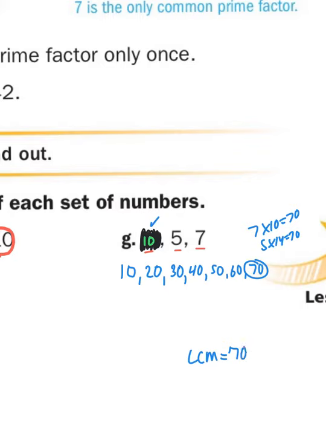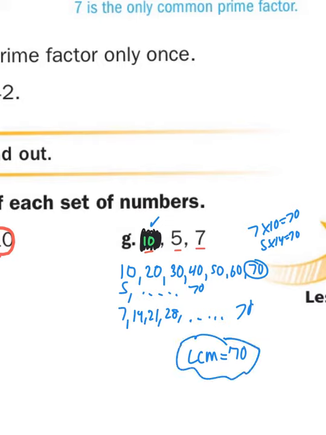Now, if you were to list them, you'd go back and be listing counting by 5 numbers, and you'd eventually hit 70. And then you'd be listing counting by 7 numbers, 7, 14, 21, 28, and so on, and you'd eventually hit 70. But if you can manage that shortcut, it will save you some time. As long as you get this answer, though, that's what matters.